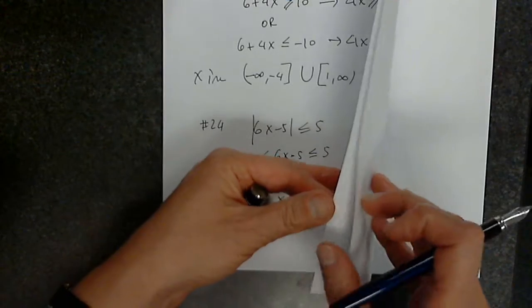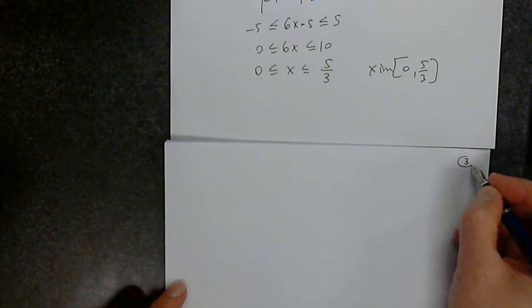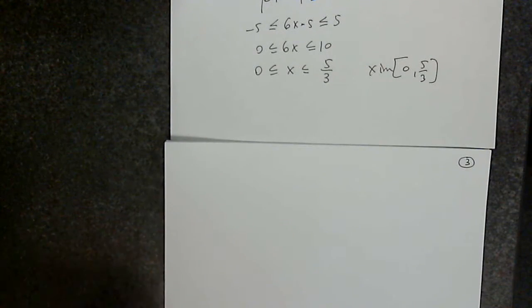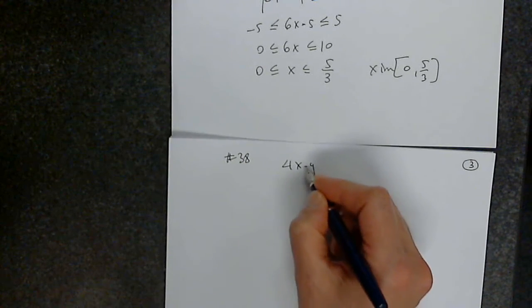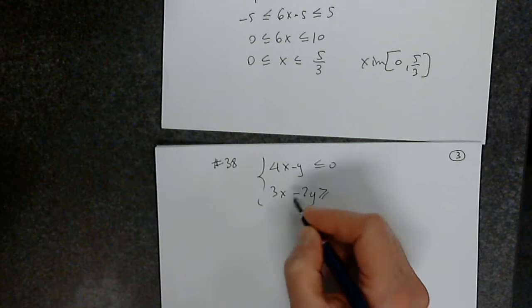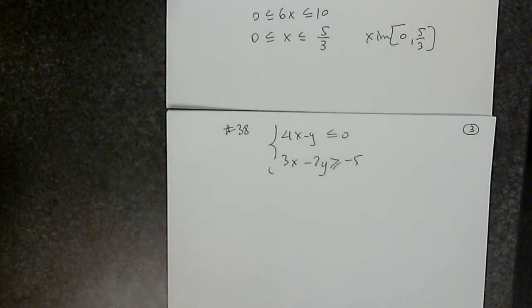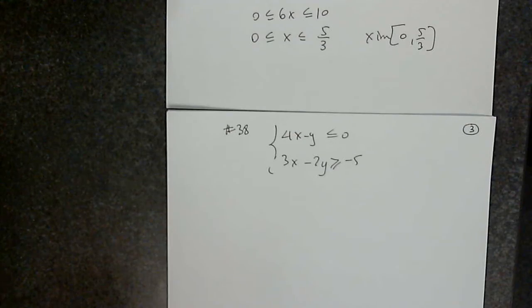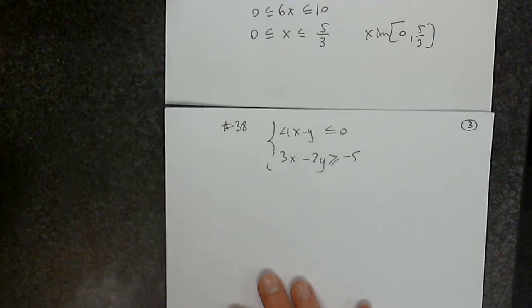Last problem from this chapter that I can think of. Let's say 38. 4x minus y less than or equal to 0, and 3x minus 2y greater than or equal to negative 5. And then I move on to chapter 8. And what page is this one? Everything is on the same page, whatever I had at the beginning, 582.